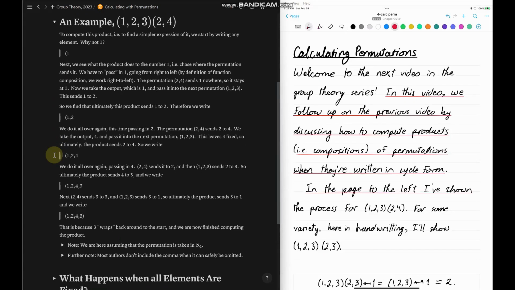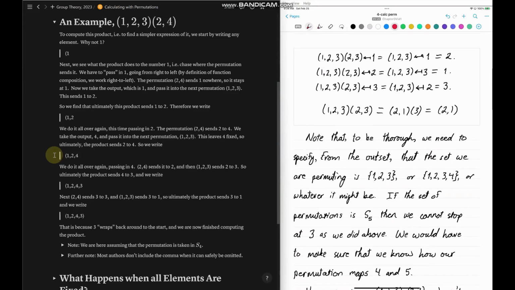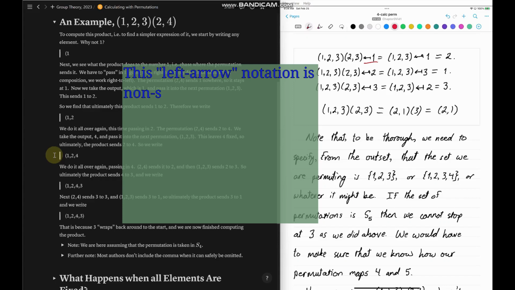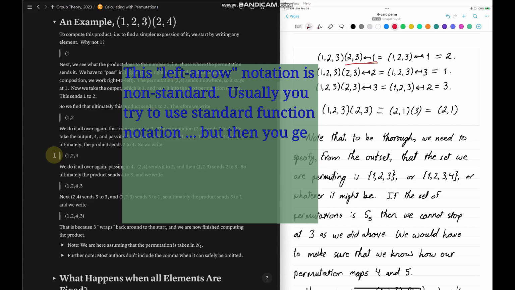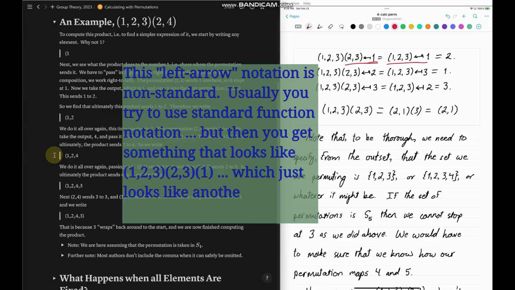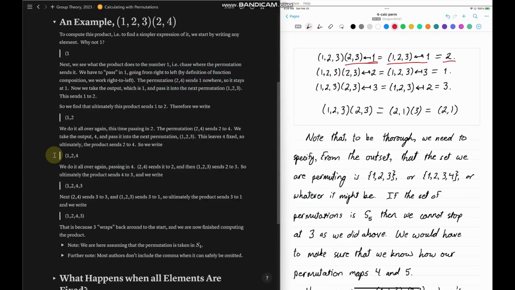In the page to the left, I've shown the process for the cycle (1 2 3) product (2 4). For some variety here in handwriting, I'll show (1 2 3) product (2 3). So I pick an element arbitrarily, let's say 1. We chase it. That means feeding it into the rightmost cycle. That cycle leaves it fixed, so we're next feeding 1 into the cycle (1 2 3). This sends 1 to 2, so we get a 2. And so we can see that 1 goes to 2.